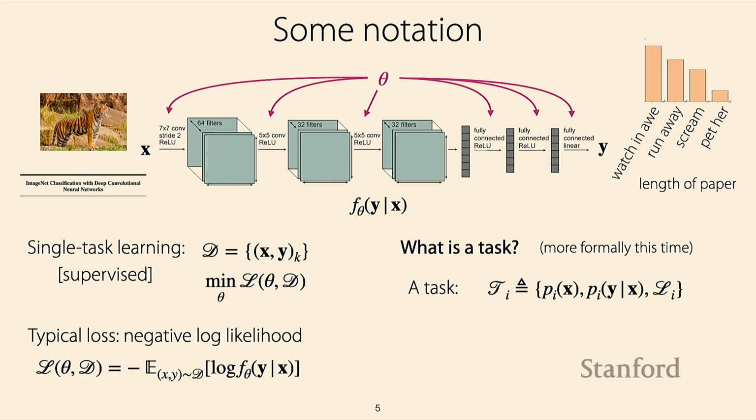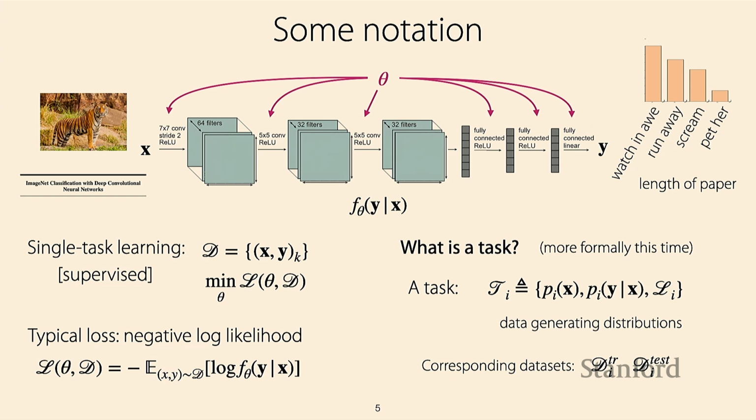And therefore, by defining a task as the data generating distributions and the corresponding loss function for that task, we can then capture notions of how well it's actually doing on that task in general. So we can have corresponding data sets that are sampled from these underlying distributions, like the training set and the test set.